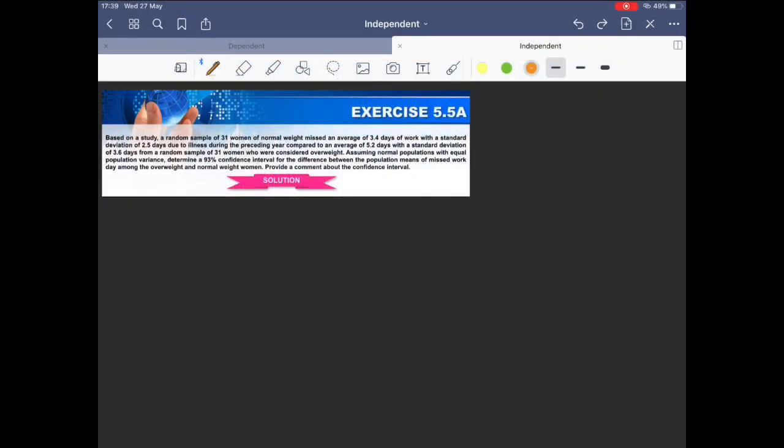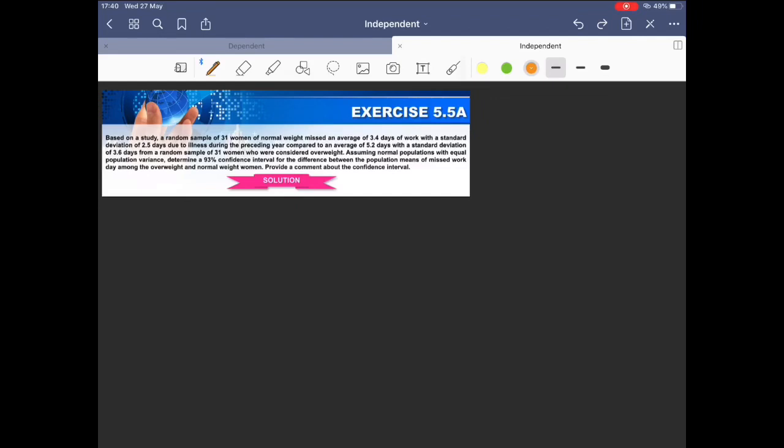Alright, how to solve exercise 5.5a. Based on a study, a random sample of 31 women of normal weight missed an average 3.4 days of work with a standard deviation 2.5 days, compared to an average 5.2 days with a standard deviation 3.6 days from a random sample of 31 women who were considered overweight. So from the first sentence, there are two pieces of information here.